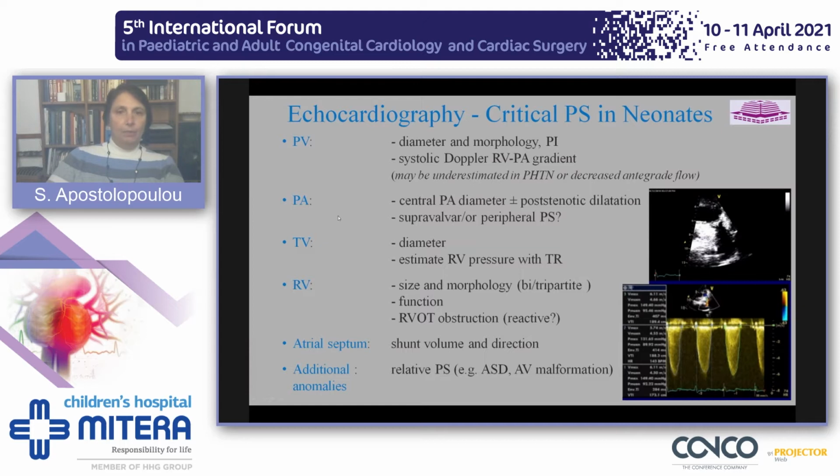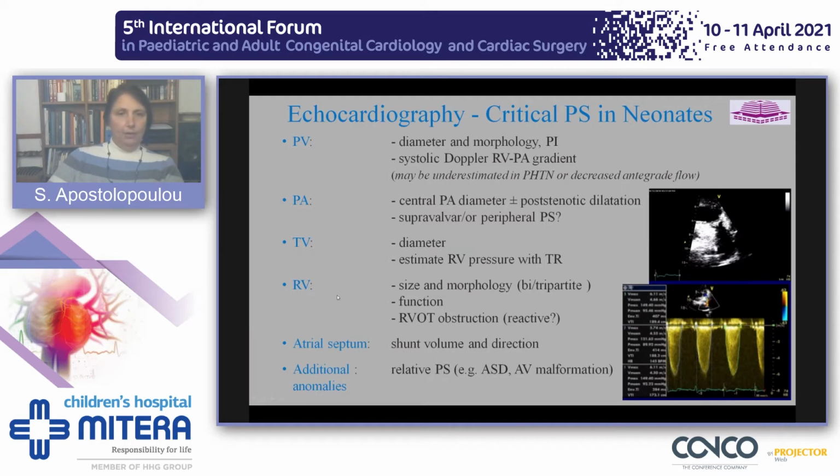We don't just check the pulmonary valve, obviously. We have to check the PAs, their diameter, and whether there's post-stenotic dilatation to check if there's supravalvular or peripheral pulmonary stenosis. Very, very important, the tricuspid valve, both its diameter and measuring with Doppler, estimate the RV pressure due to the tricuspid regurgitation.